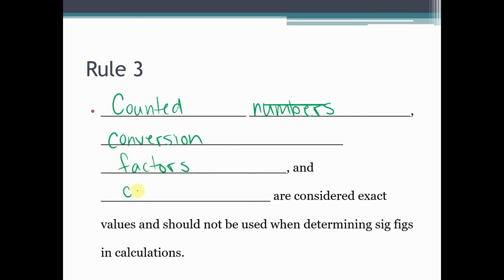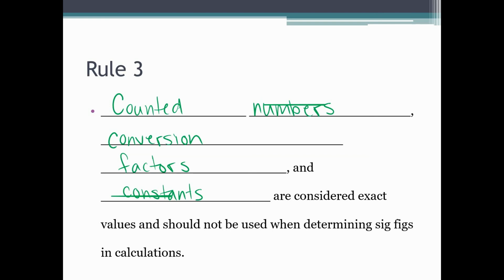And constants. So we're going to use a lot of constants this year, like Avogadro's number and the speed of light. And those are mathematically, scientifically determined. They are just facts of life, and they are rounded already. So we're not going to use those for SigFigs either. So counted numbers, conversion factors, and constants, we're just kind of going to ignore when we're doing calculations.